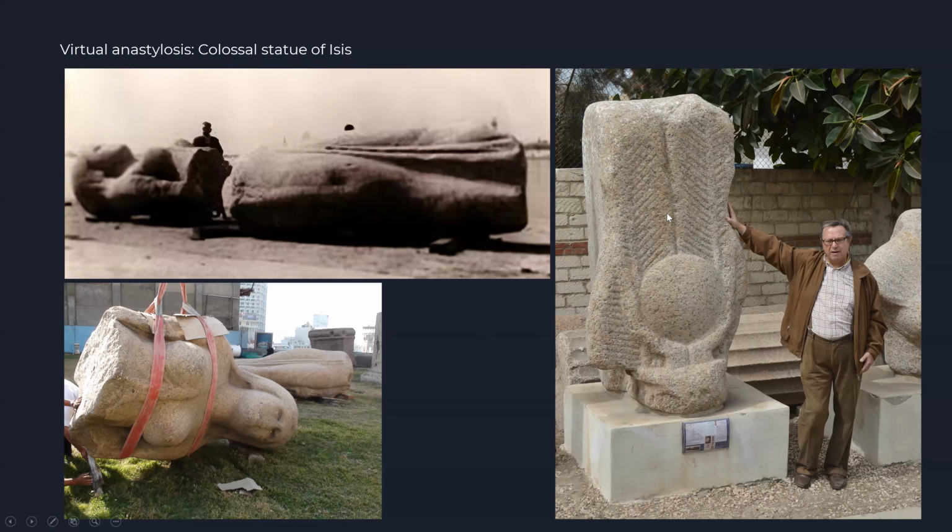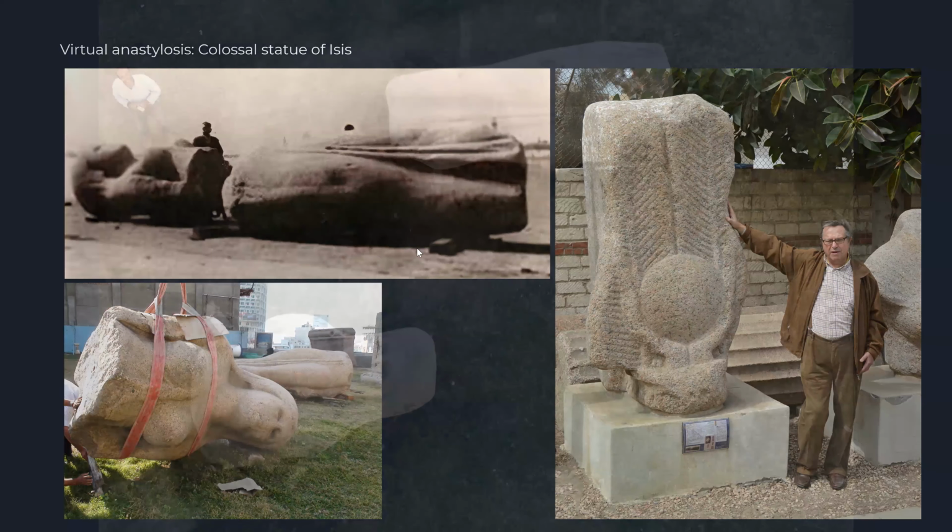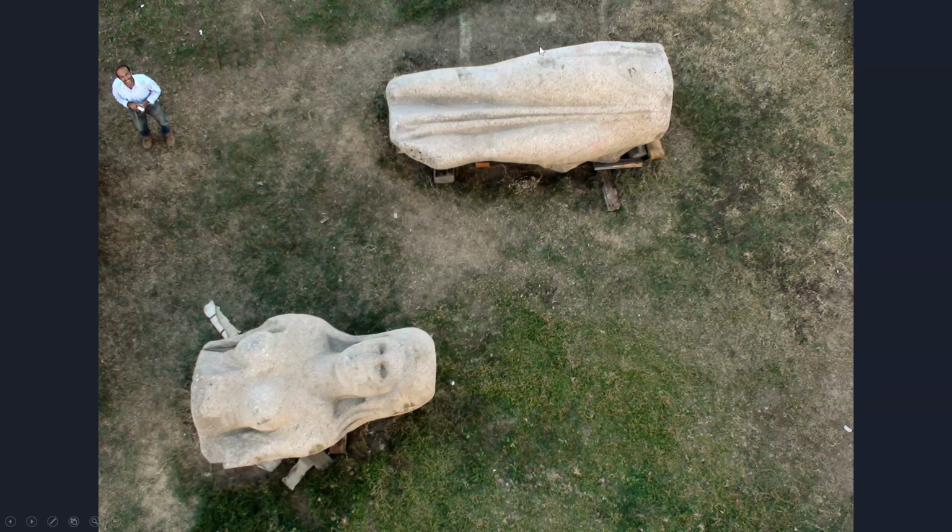Also, we needed to make sure that the crown and the two pieces belong to the same statue. Of course, the upper and lower parts belong to the same statue, but we are not sure how big the gap is between them, if there is a gap at all. So we decided to make a photogrammetry for the three pieces together.